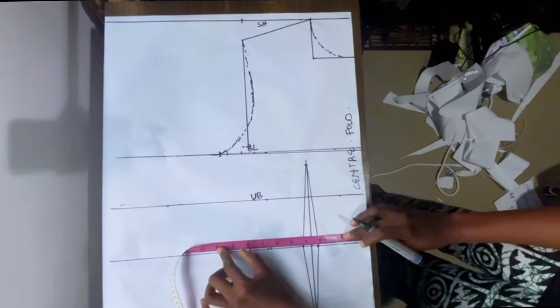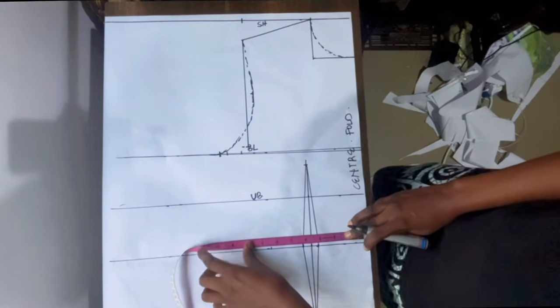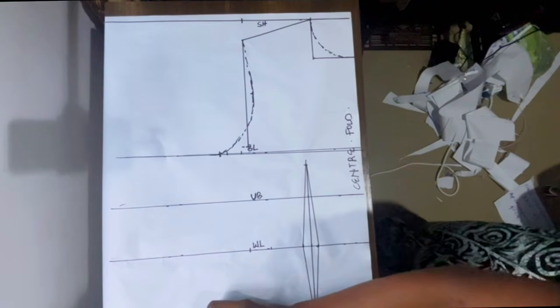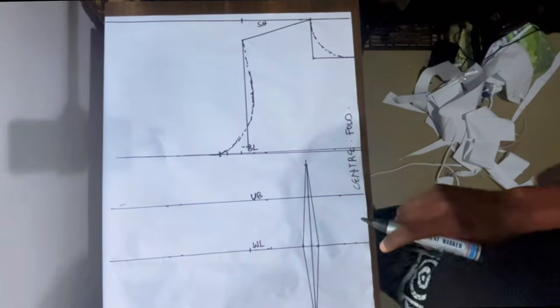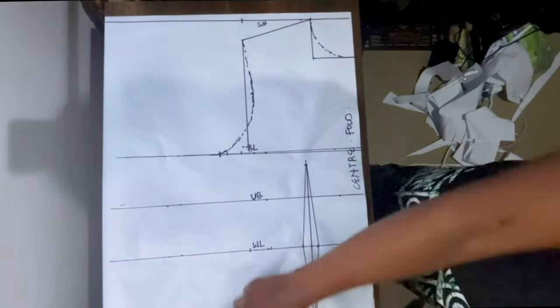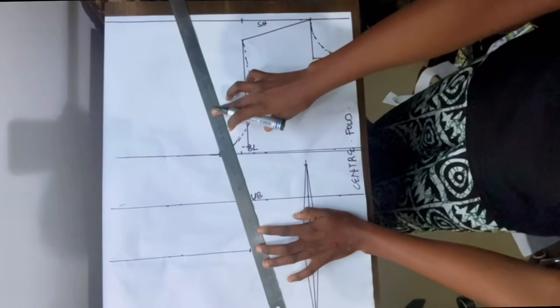So this is 40, right? 10 is 40, and 10.25 is 41. So plus I'm going to be adding just 1 inch sewing allowance, which will come to 11.25. So I'm going to just connect this line to this line, this line to the hip line, to this line, to the bust line.